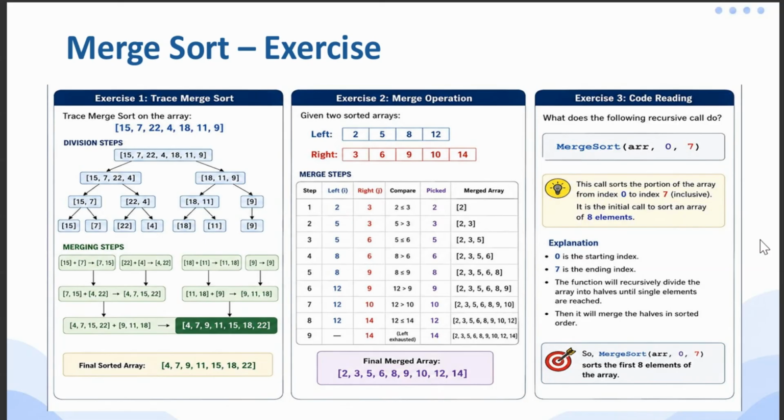This is called the sorted portion of the array from the index 0 to 7, and 7 is inclusive, which means the initial call sorts an array of 8 elements, right? So the 7 is inclusive, right? And the 0 is the starting index and the 7 is the ending index, okay?